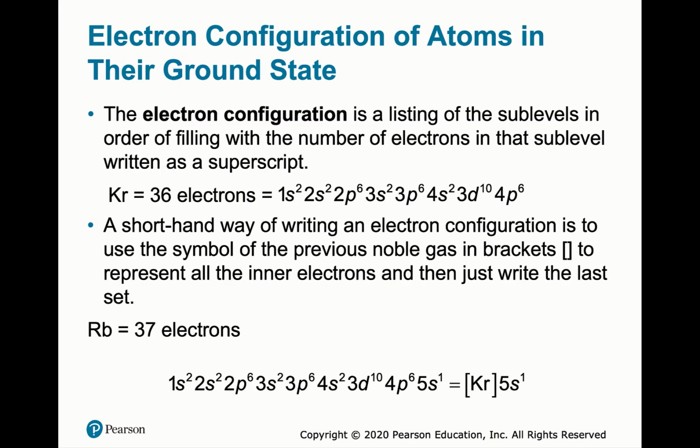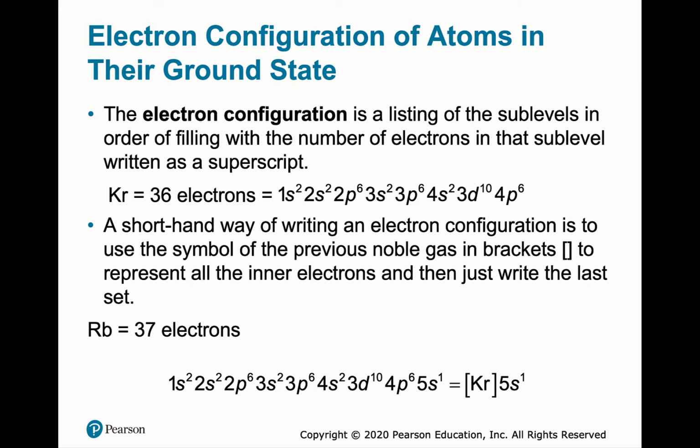In electron configuration, when you fill these up, the superscript tells you how many electrons are in each of the different subshells. And there's a shortcut to this. You can put the electron configuration of a noble gas in brackets. You can only do that with a noble gas. You can't do it with a random element that's not a noble gas.